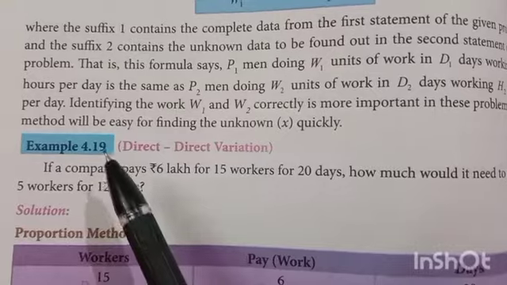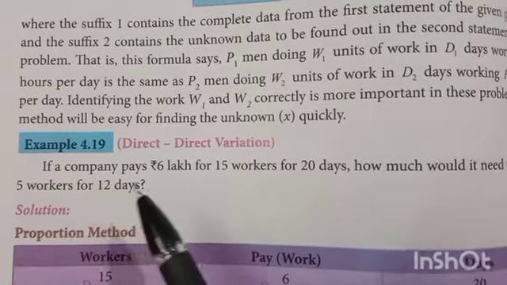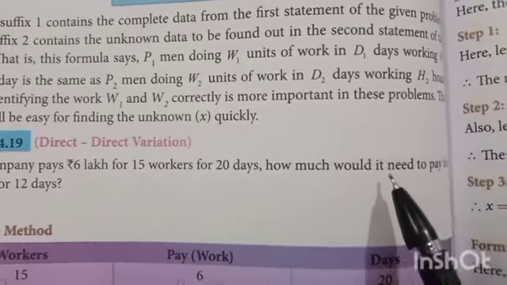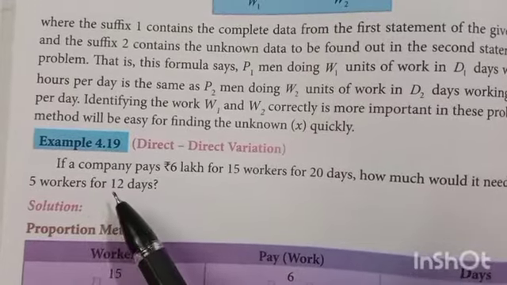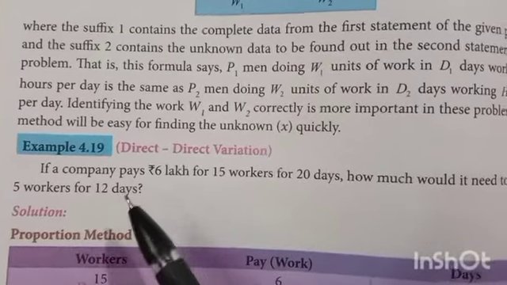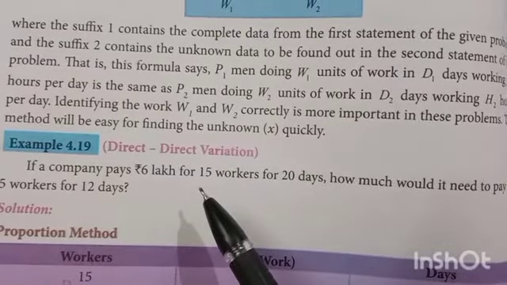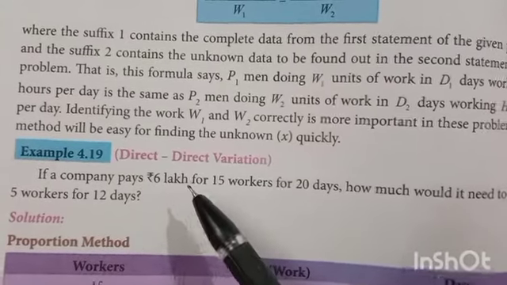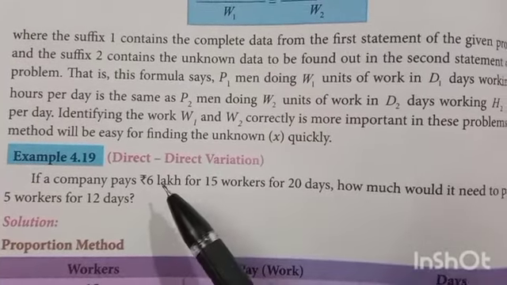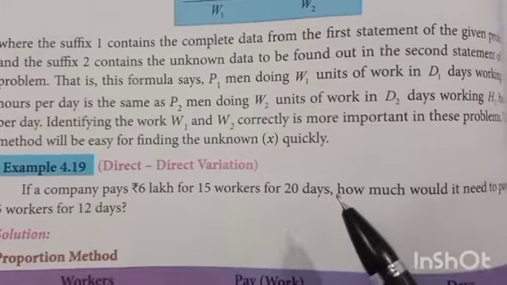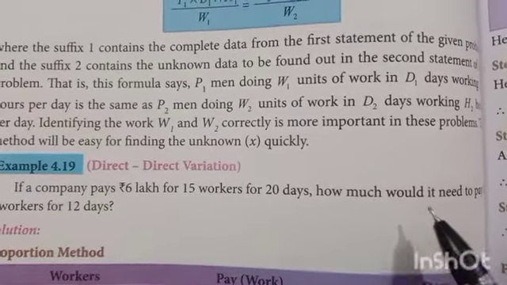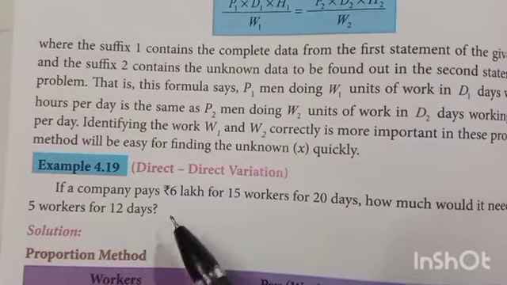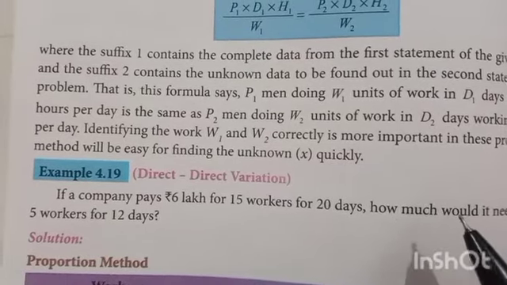Listen students, example 4.19. If a company pays rupees 6 lakh for 15 workers for 20 days, how much would it need to pay for 5 workers for 12 days? For statement problems, you have to read the question two times. A company pays rupees 6 lakh for 15 workers for 20 days. Then the question is, how much would it need to pay for 5 workers for 12 days? How much amount do I have to pay? That is the question. Okay.